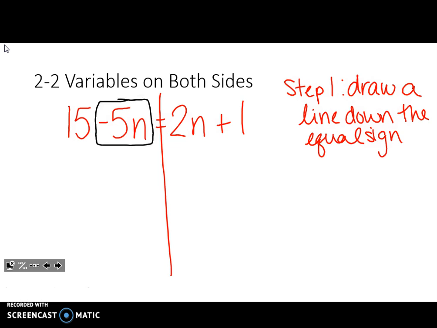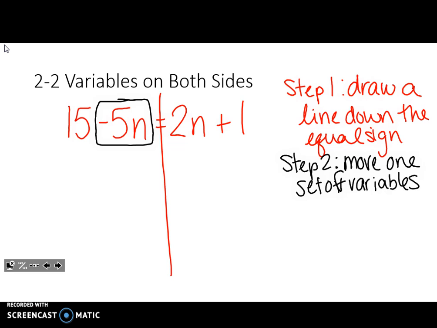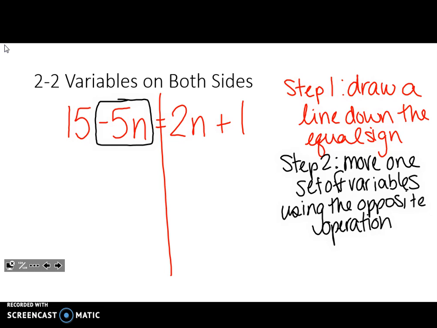I'm going to move that -5n to the other side with the 2n first. We're going to move one set of variables using the opposite operation. So since that's a -5n, we have to add that set of 5n to the other side.